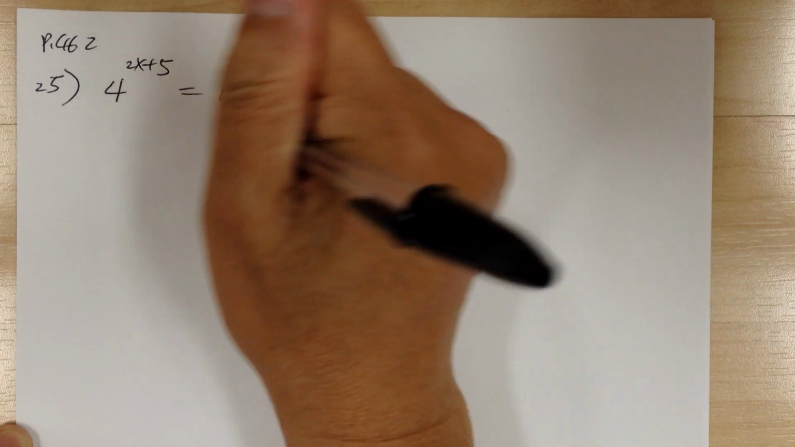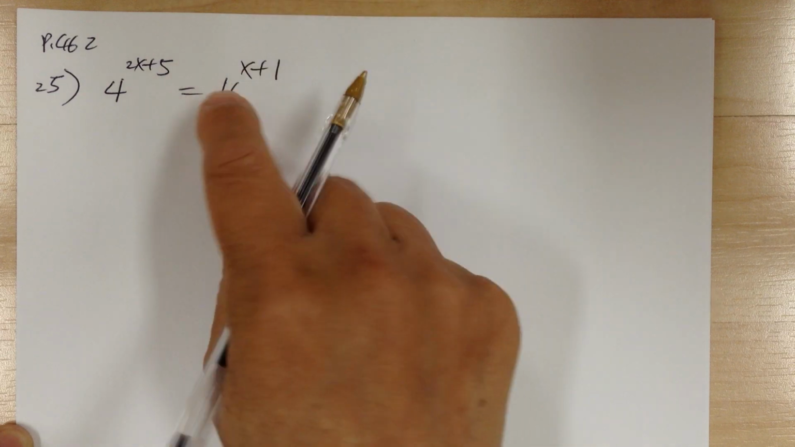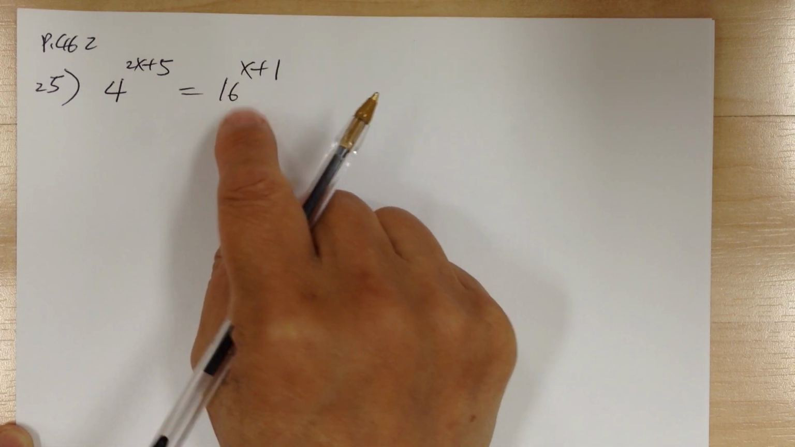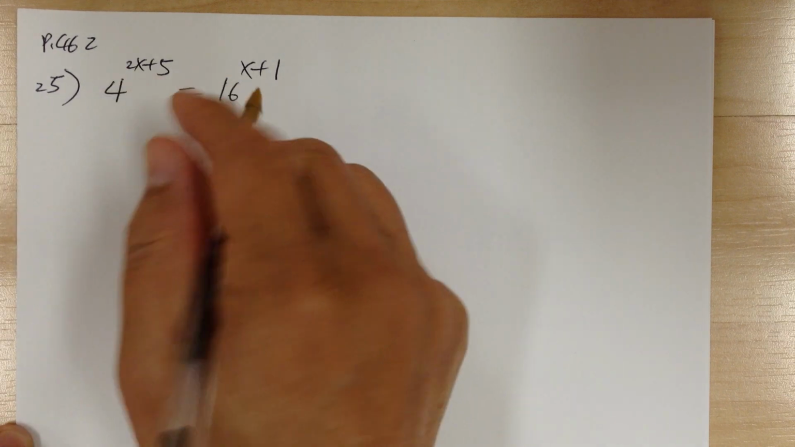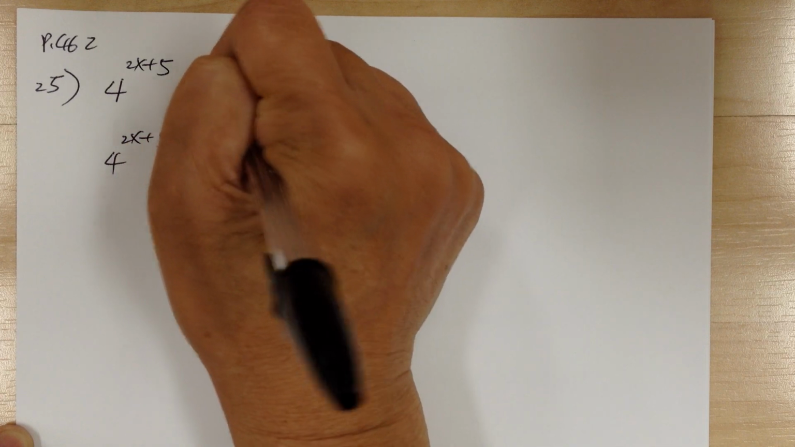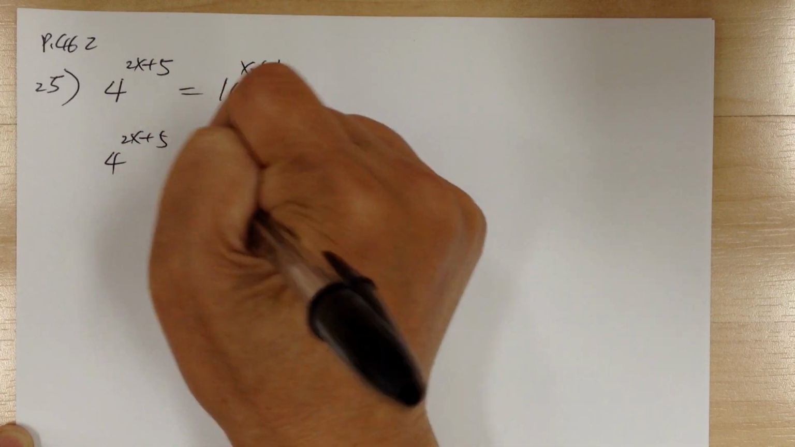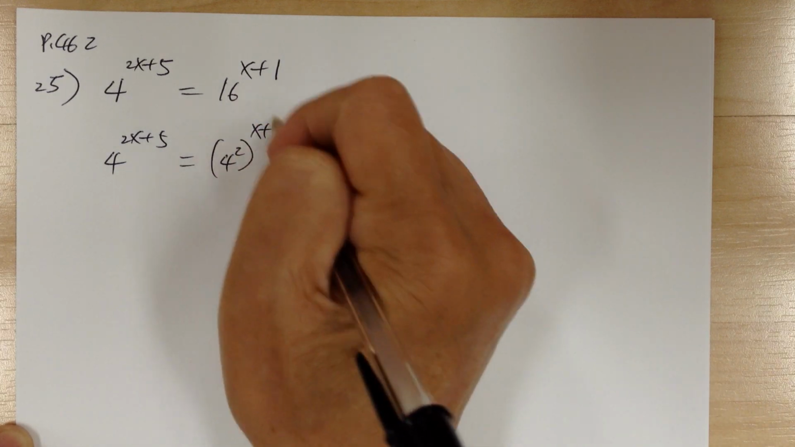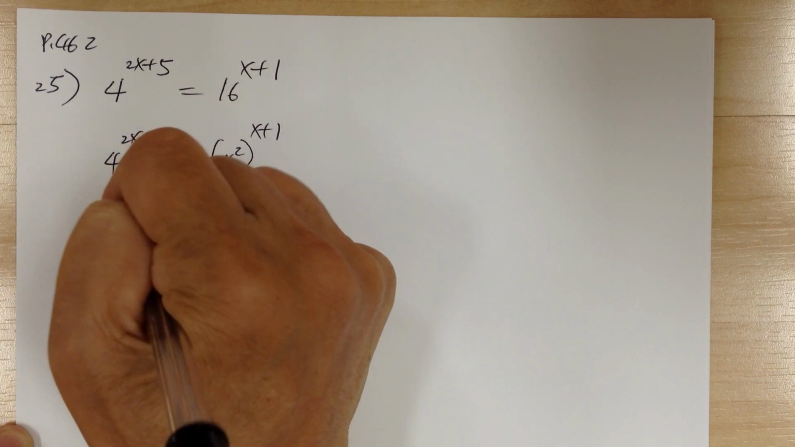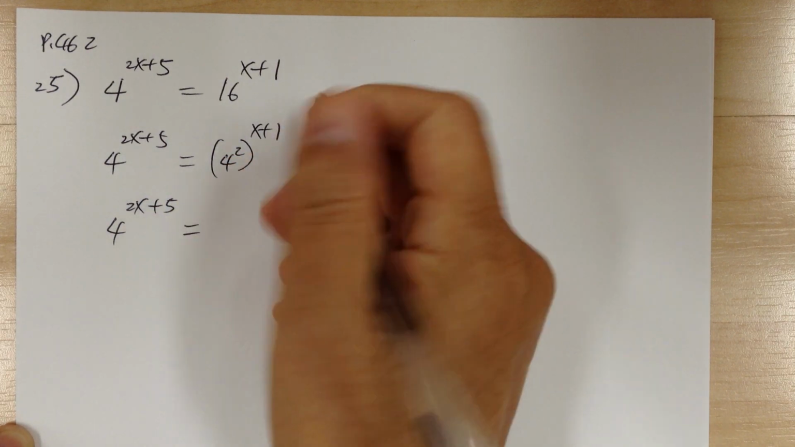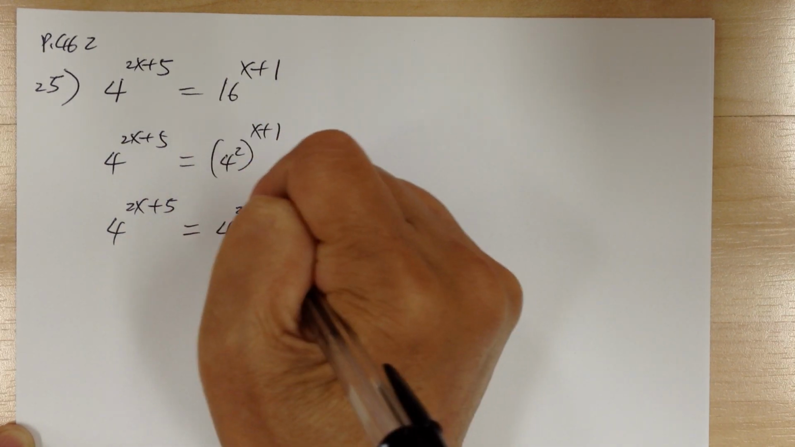Now you can make it to base 4 if you realize that this can be a base 4. Or you can make it to base 2. Base 4 is a little bit easier, that way you don't have to mess with this one. Okay, so let's make 16 to 4 squared. Then after that, apply the power rule. So you got 4 to the 2x plus 5 equal to 4 to the 2x plus 2.